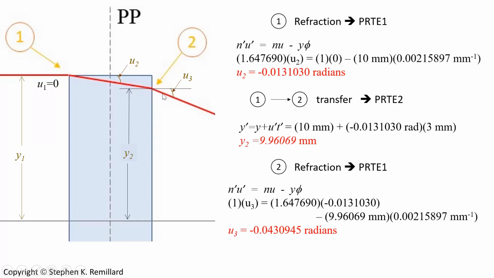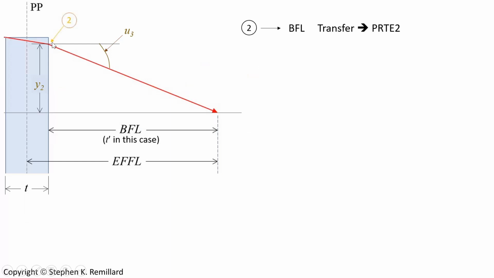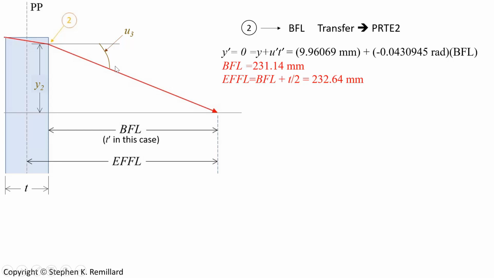So now we need to follow the ray to the optic axis. Here in this picture, I extended it out, and we have our angle U3 here, which we just calculated. The ray hits the optic axis some unknown distance, BFL, away, but we know this height here, y sub 2. You can just do a triangle, or we can continue to use paraxial ray tracing equation number 2, the equation for a line, where the final destination is at a height of 0. So I'll have y prime equals 0 plus the angle times the thickness. T prime, we don't know what that is. It's the back focal length. Using the expression to find the back focal length, we get 231.14 millimeters.